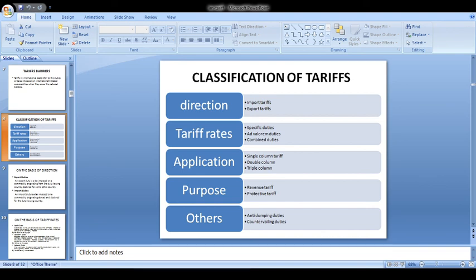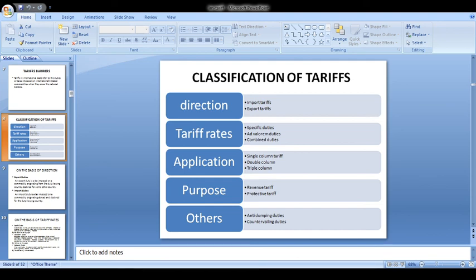Next is protective tariff. Protective tariff is intended primarily to accord protection to domestic industries from foreign competition. Naturally, the rates of duty tend to be very high in this case because only high rates of duty curtail imports to a significant extent.